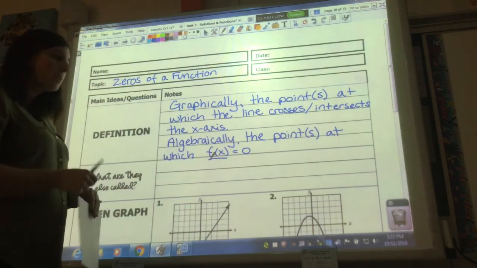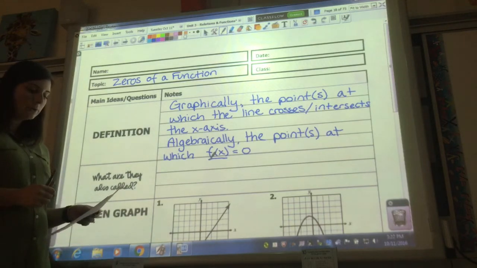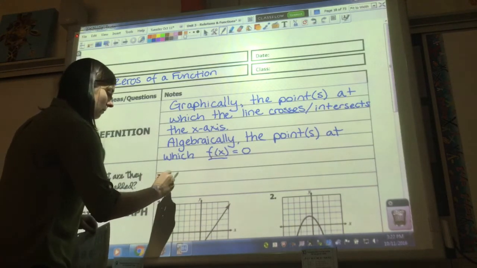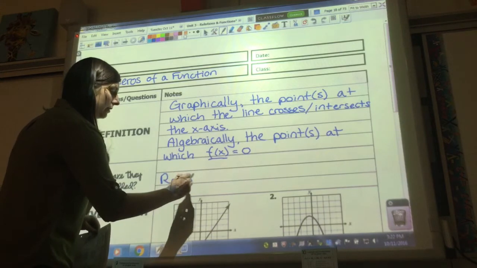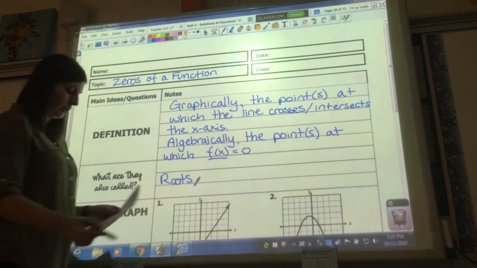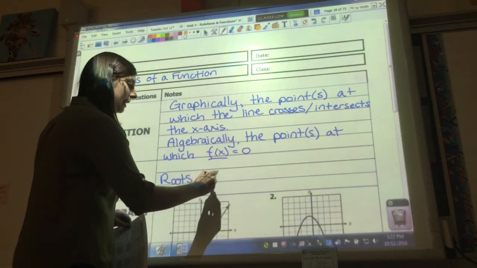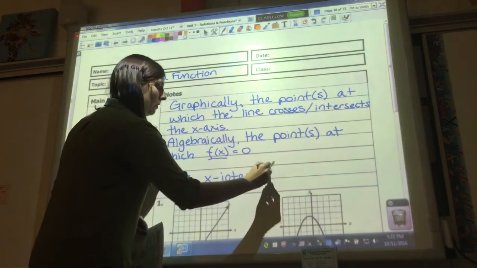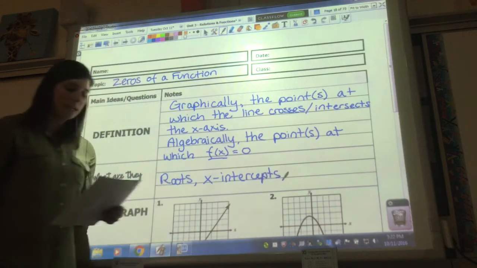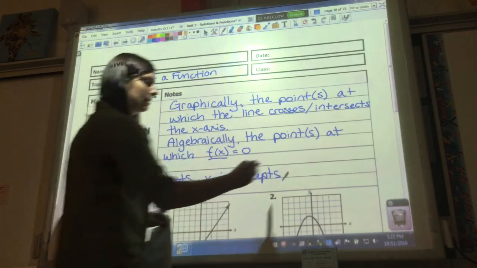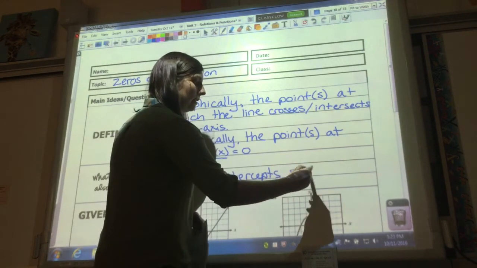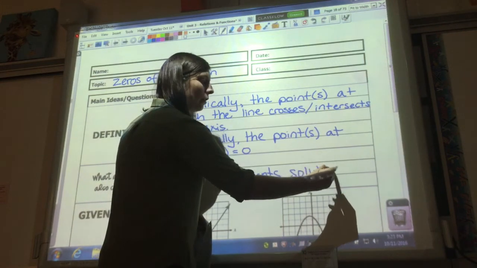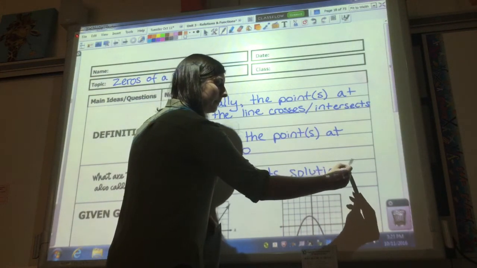Now, they could also be known as roots. Instead of calling them zeros, you might hear somebody say find the roots. You might hear somebody say find the x-intercepts. And lastly, you might hear somebody say find the solutions. All of this means you're finding where the line crosses the x-axis.